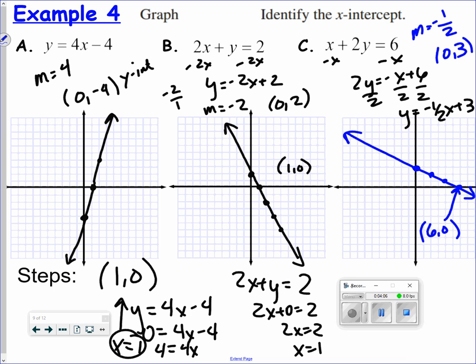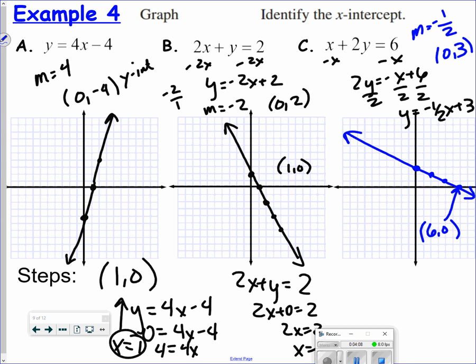Or I can do it more mathematically speaking. I can put 0 in for y and solve it, and that would give me my x-intercept. So there's two ways of doing it. One is just by looking at the graph, or one is putting a 0 in for y and solving it for x.